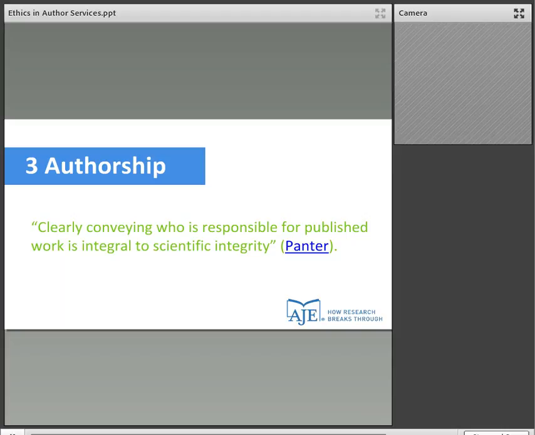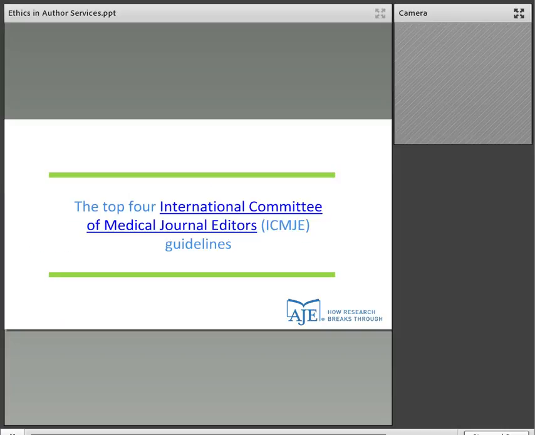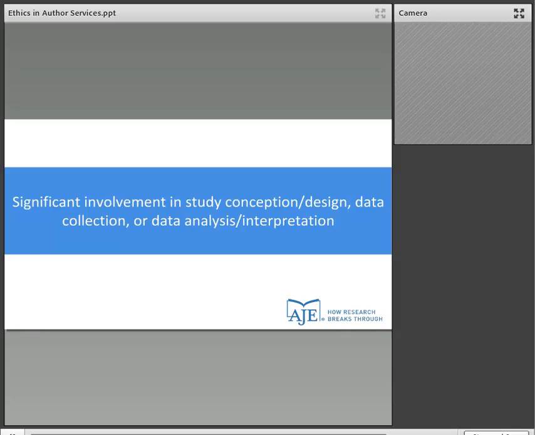So, authorship. Now, I'm borrowing from Dr. Panter here, who is one of the contributors to the Author Resource Center. Clearly conveying who is responsible for published work is integral to scientific integrity. So, we need to know who the authors actually are. The International Committee of Medical Journal Editors, the ICMJE, has a list of guidelines, and I'm just noting the top four that define what an author is.